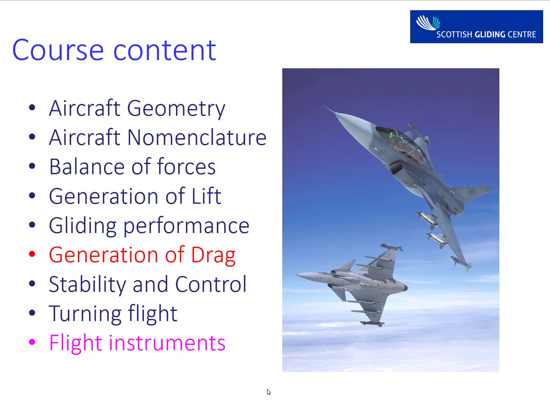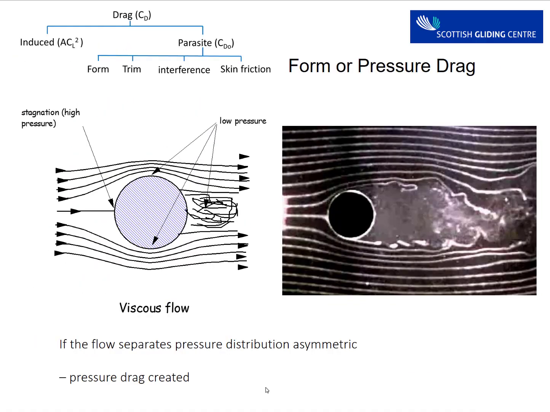In the last lecture, what we looked at was lift-dependent drag, and in this lecture we're going to look at the other type, the lift-independent drag. And our lift-independent drag has four forms. We have skin friction drag, interference drag, trim drag, and form drag, and we'll look at these in turn.